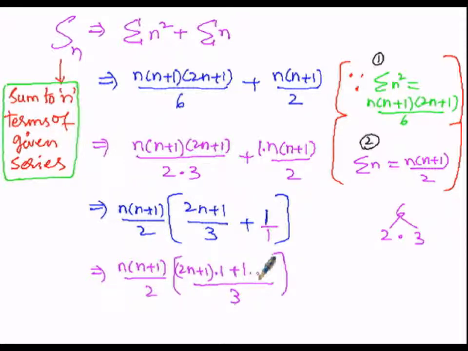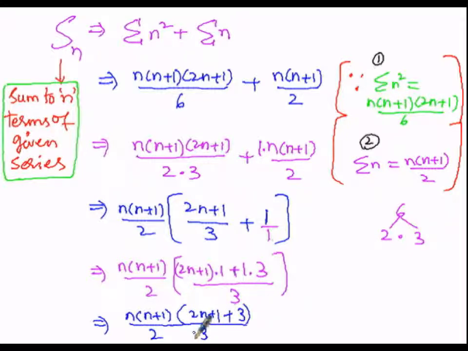When this LCM 3 is divided by this denominator 1, 3 by 1 will give us 3, or in other words 3 number of times. So here 3 ones is 3. So the next logical step will be, that implies n into n plus 1 into 2n plus 1, 1 times is 2n plus 1, plus 3 ones is 3, overall divided by, so it is n into n plus 1 by 2, then overall divided by 3.